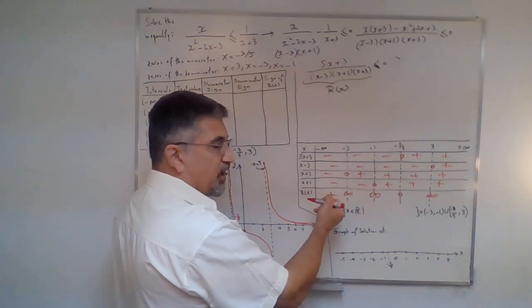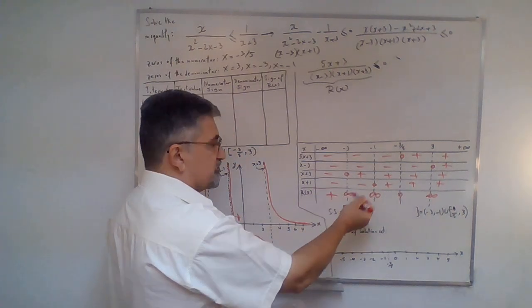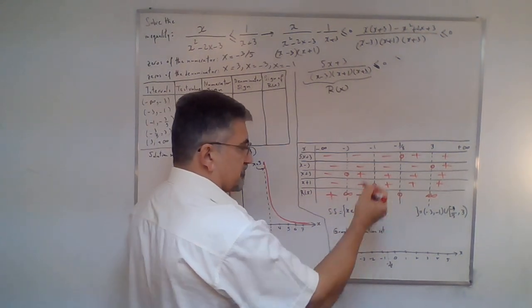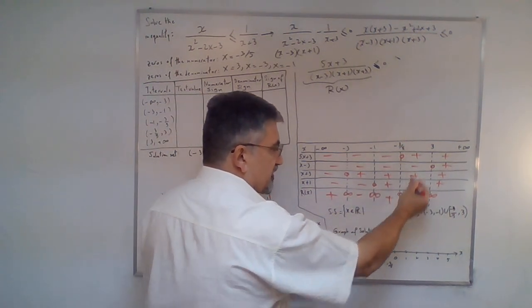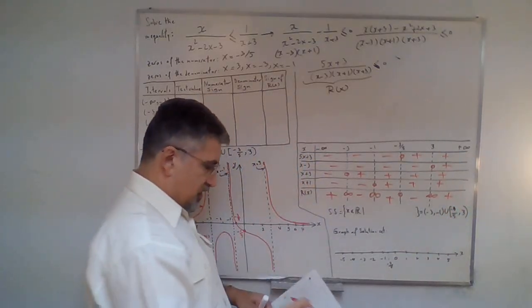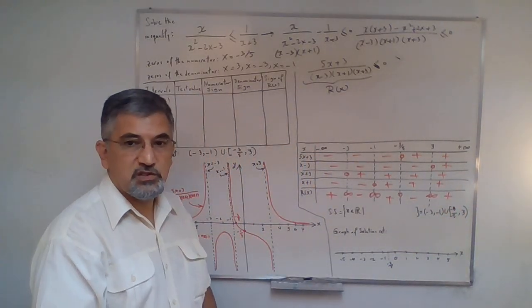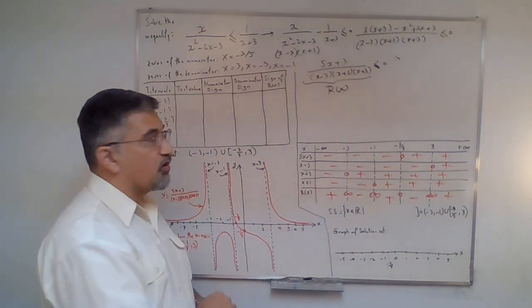Negative divided by negative is positive. Positive times positive is positive. Positive times negative is negative. So that becomes negative. Similarly, we have plus sign, minus sign, plus sign. So over different intervals, we did identify the sign of r of x.